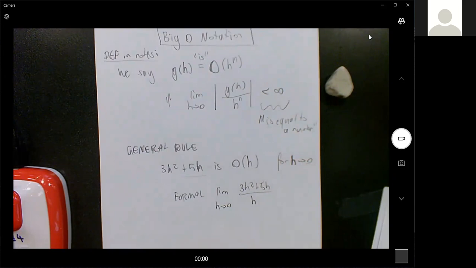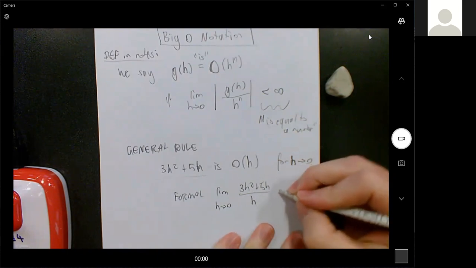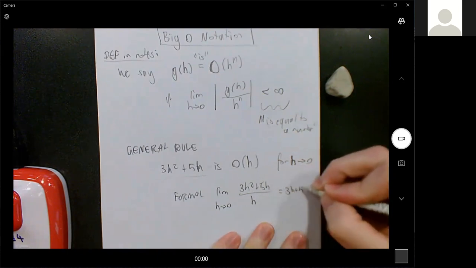So if I divide that by h, I'll get 3h plus 5, the limit of that.